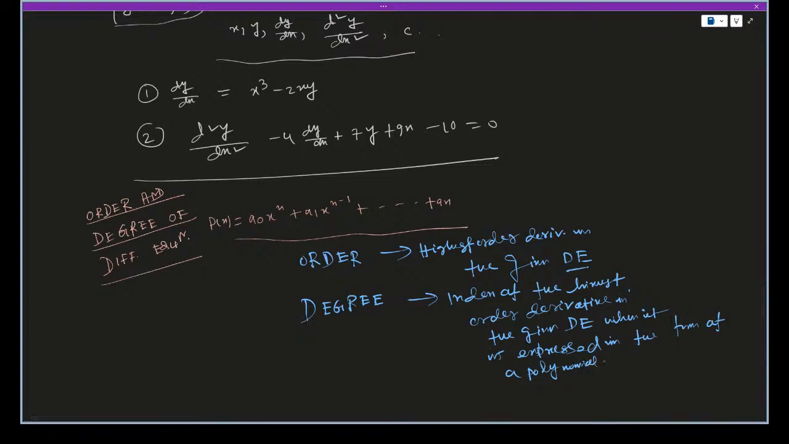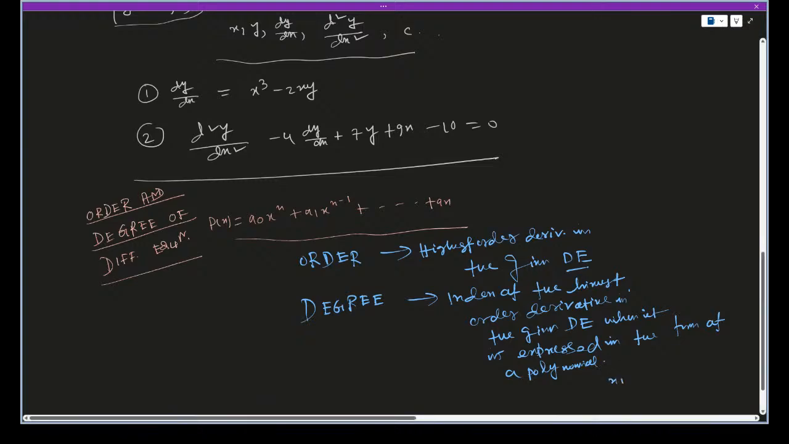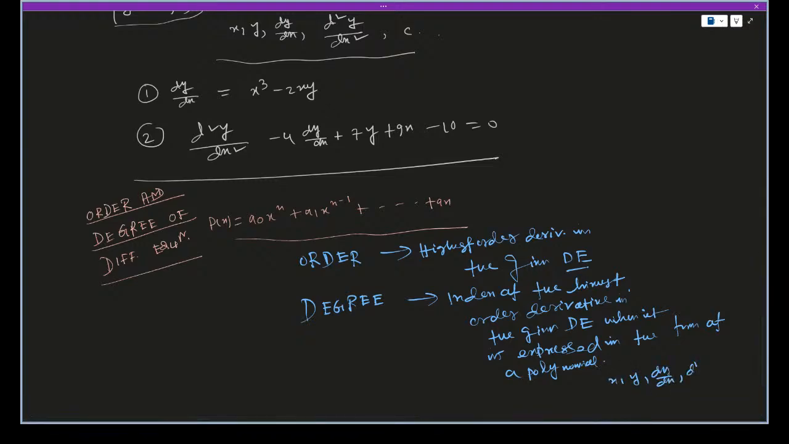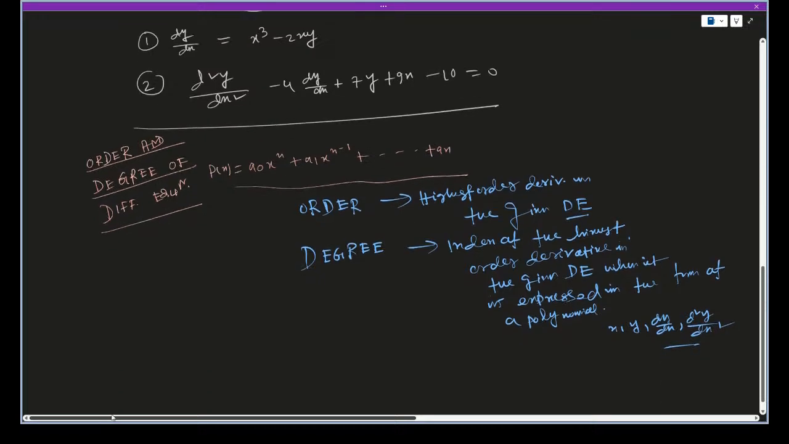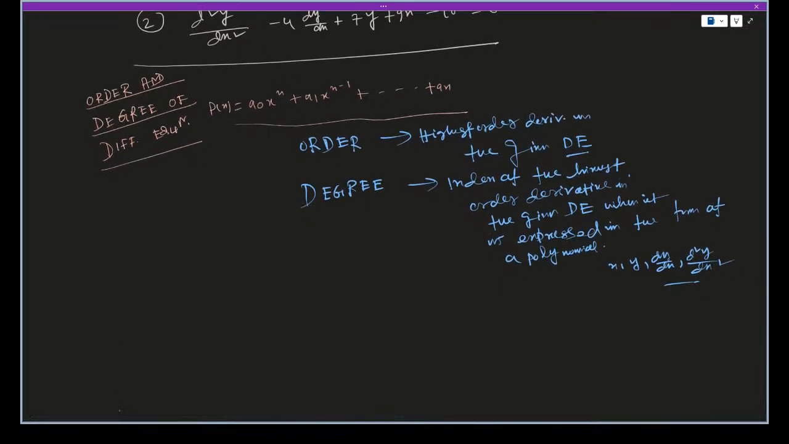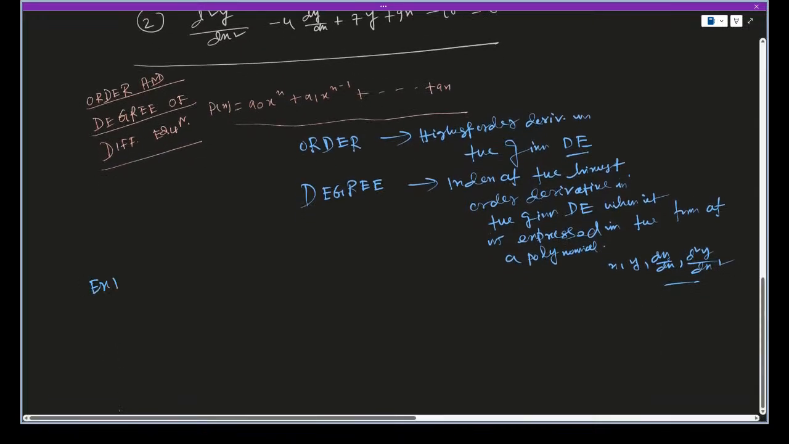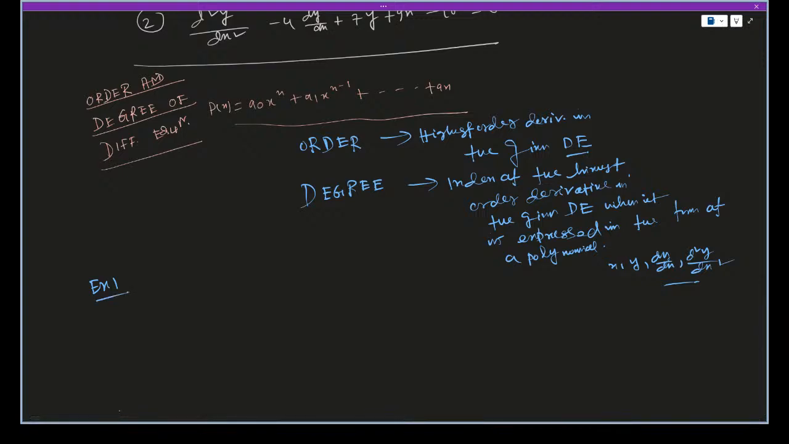Polynomial of what? For example, I told you it is in the form of x, y, dy by dx. If you can express this form, then degree is defined. Otherwise, you just have to state the order. So let me start with one simplest example to state order and degree.